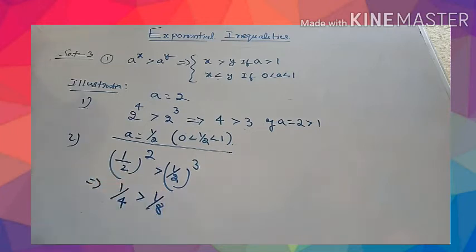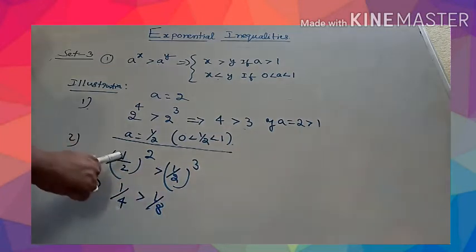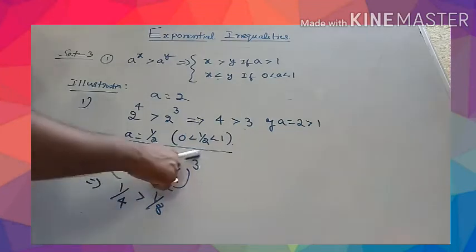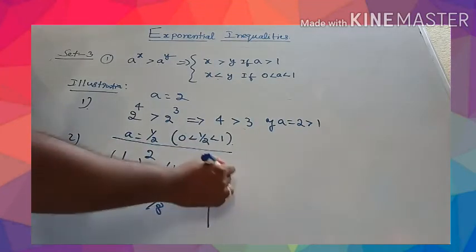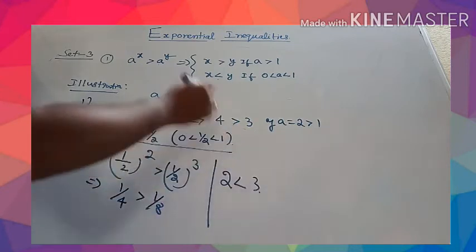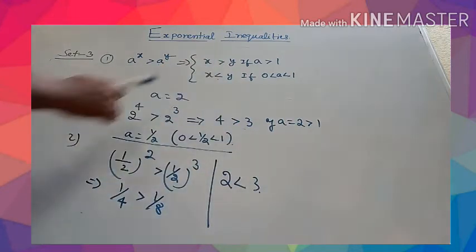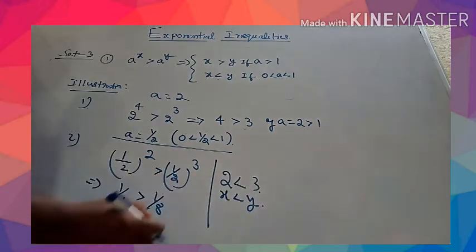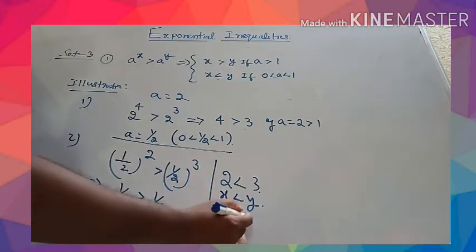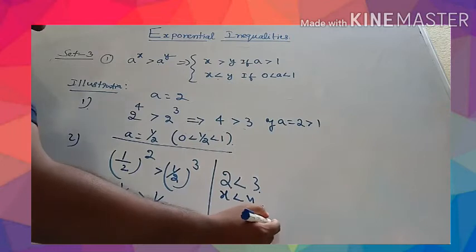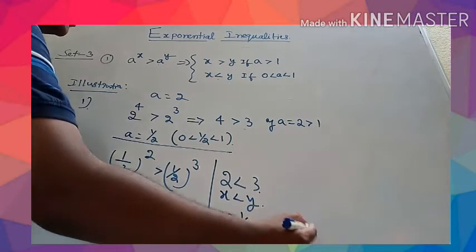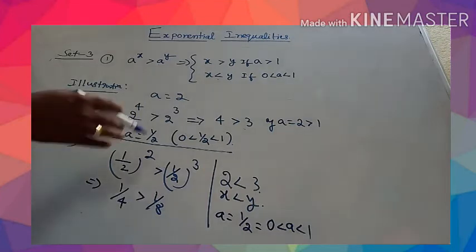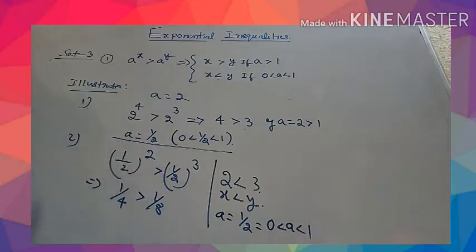That is obvious. That means when the base lies between 0 and 1, for x and y here you have got 2 less than 3. That is the fact. x is less than y, when the base is 1 by 2. 1 by 2 means what? It lies between 0 and 1, right? When it lies between 0 and 1, we have got this wonderful inequality, right?